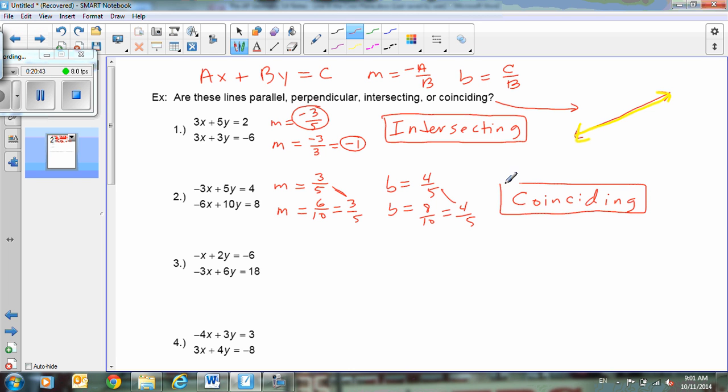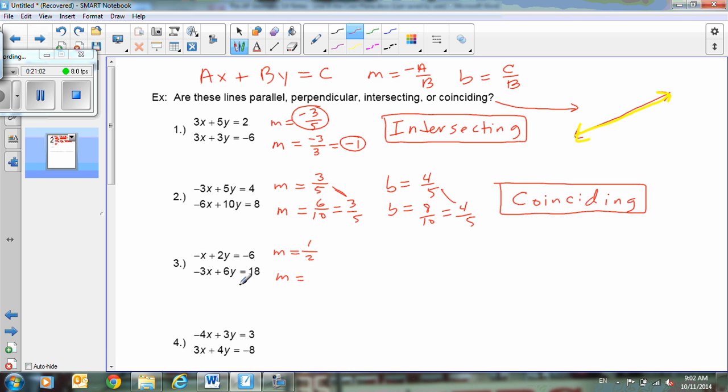All right, example 3. Again, we're going to start by looking at the slope. Let's take the opposite of a over b. Now, a is invisible, but it's here. It's a -1, right? And the opposite of -1 is +1. All right, let's put that over b, which is 2. So the slope of the first line is 1/2.